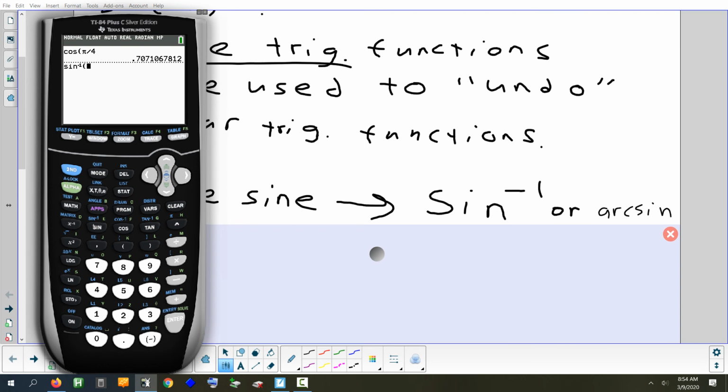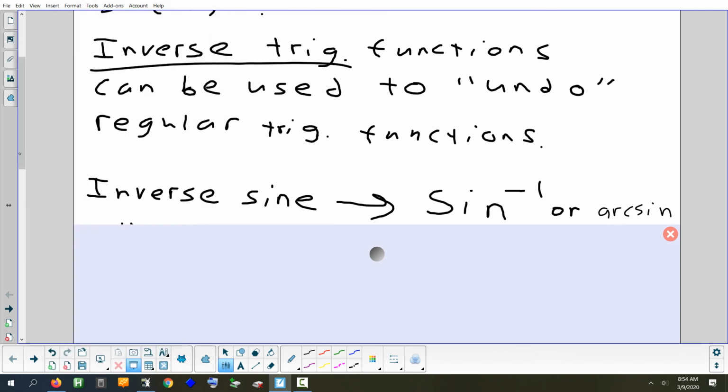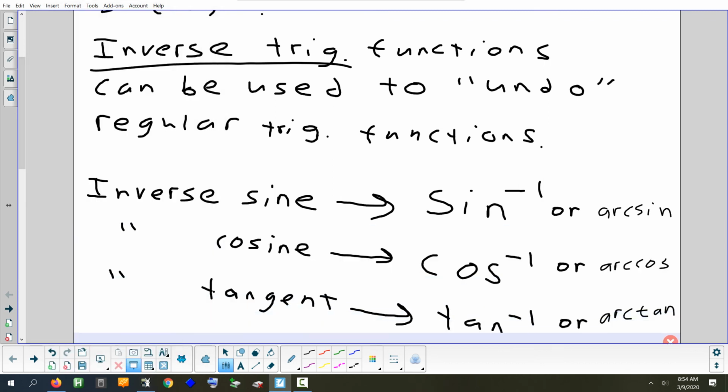Sine with a -1 up higher. Now, there is another way to write inverse sine. And you can write what's called arc sine. Sine to the -1 or arc sine. It means exactly the same thing. It's just a different way of writing it. But for most things that I write, you're going to see sine to the -1. If you look at an older textbook, you may see the words arc sine. And it's exactly the same for inverse cosine and inverse tangent.